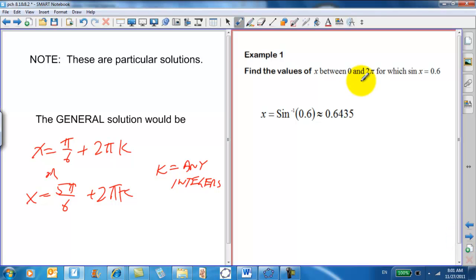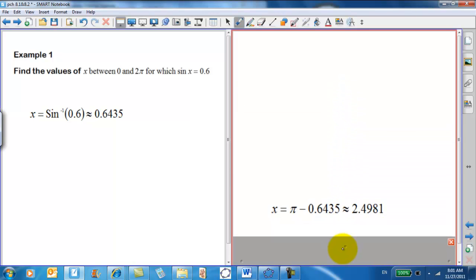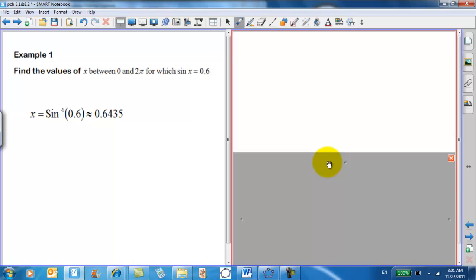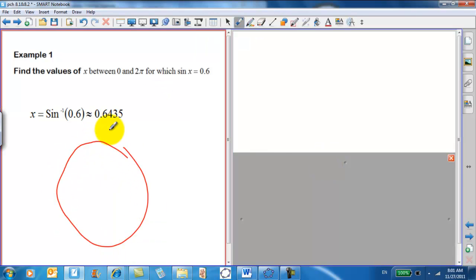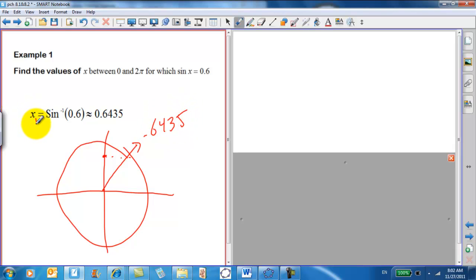Okay, find the values of x between 0 and 2 pi for which the sine of x equals 0.6. So we can use our calculator to say x equals the inverse sine of 0.6, and we get this one answer. But we know there's more answers. And if I set up a unit circle, it doesn't have to be real precise. 0.6 is up here, and see how the calculator has given me this radian answer of 0.6435. But there's another answer, let's call this x1. There's another answer, x2, which will have the same height as this one, but it'll be in the second quadrant.